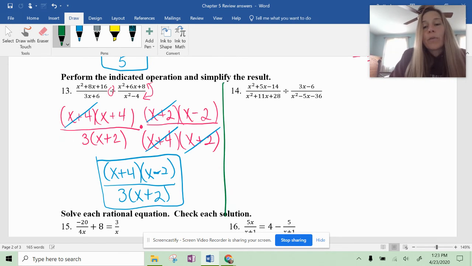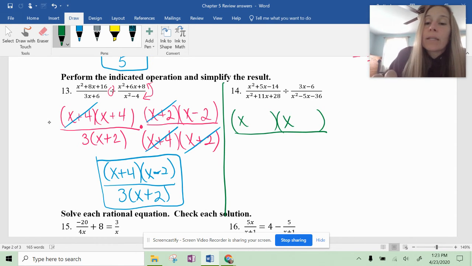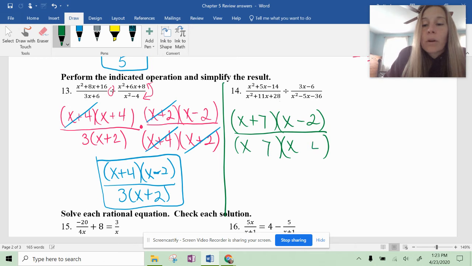Okay, so for number 14, I'm going to factor this numerator here. So x and x, the two numbers that multiply to 14 that subtract to get 5, are positive 7 and minus 2. And then on the bottom, x and x, the two numbers that multiply to 28 that add up to 11, are positive 7 and positive 4.